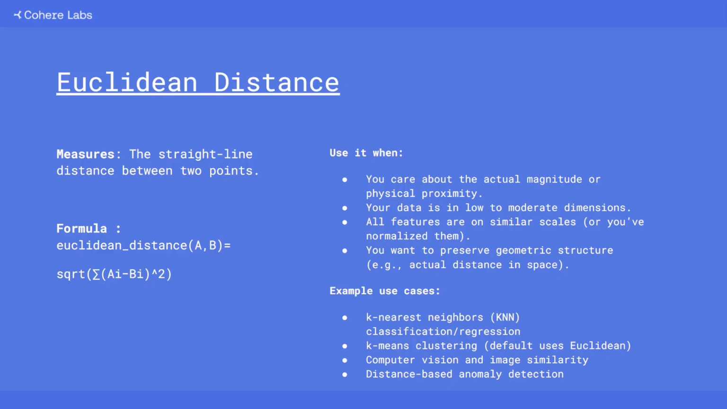In terms of machine learning algorithms, what are some example use cases? We can use it in K nearest neighbors, KNN, for classification or regression. K means clustering: the default for this one uses Euclidean distance, though you can always change it if you want. Oftentimes it's used in computer vision, in image similarity, and distance-based anomaly detection.